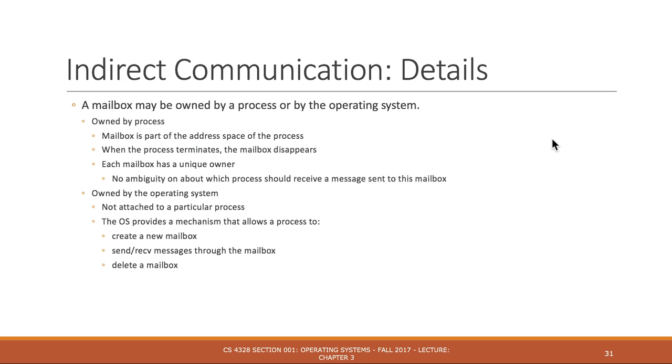Okay. Some more details pertaining to indirect communication. A mailbox itself can be implemented in such a manner that it is owned by a process or by the operating system. When a mailbox is owned by a process, things are more deterministic. The mailbox is part of the address space of the process. When the process terminates, the mailbox disappears. Each mailbox has a unique owner.